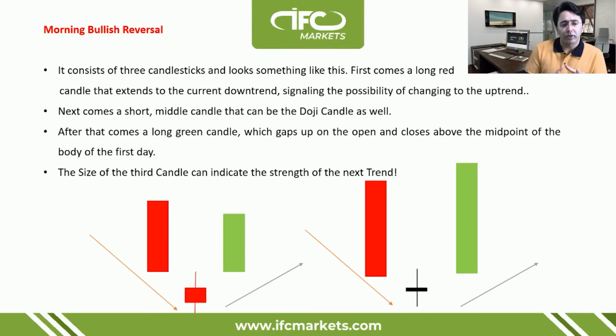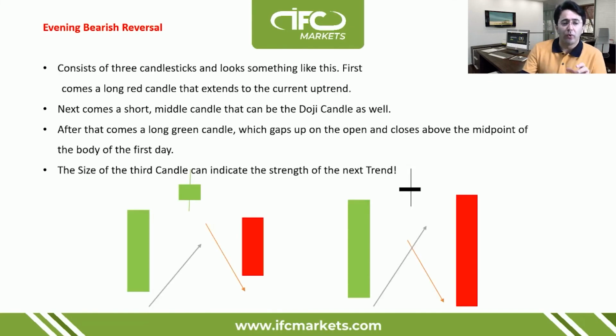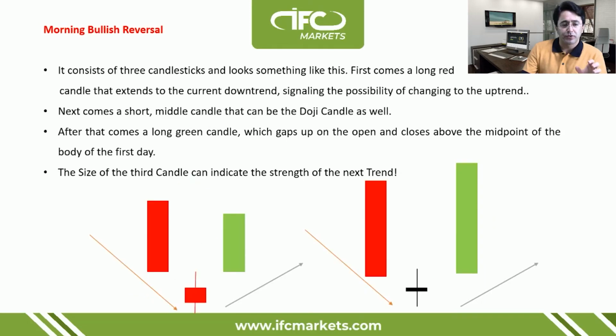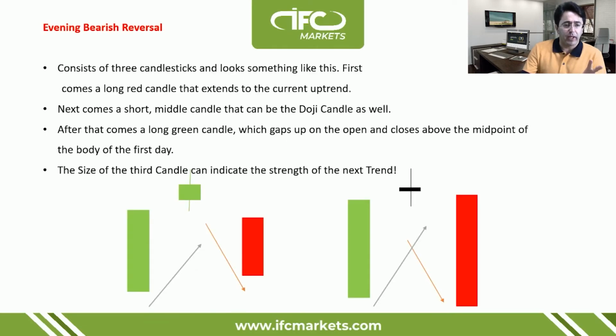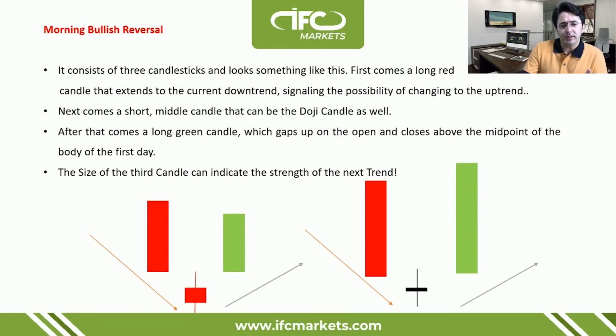Next one is the morning bullish reversal or evening bearish reversal. Let's see what the difference is. The morning bullish reversal is a pattern consisting of 3 candles. The first one is a bearish candle. The next one can be a very small bearish candle, or it can be a doji.